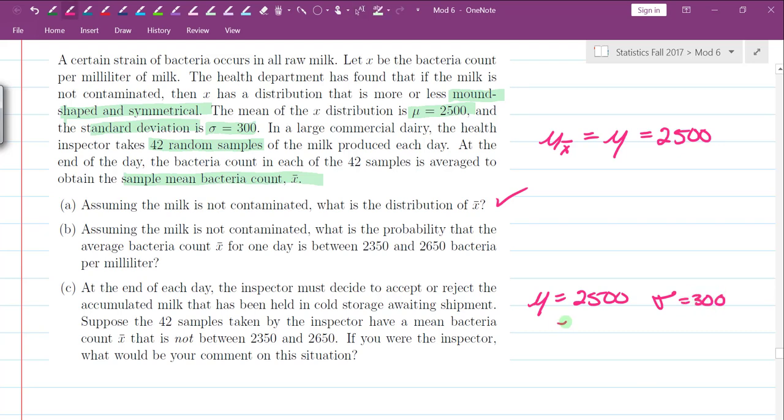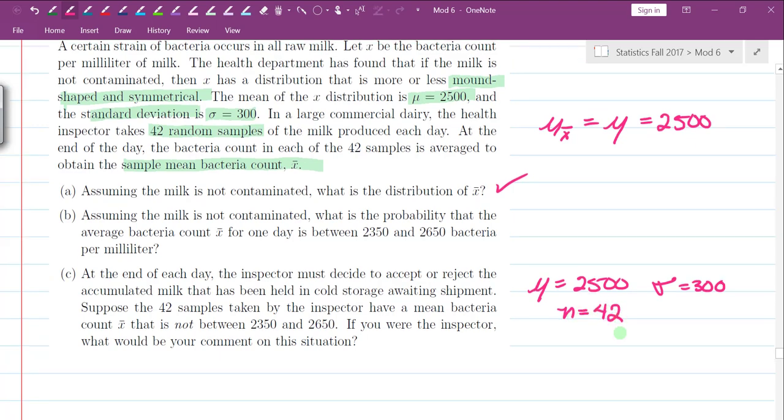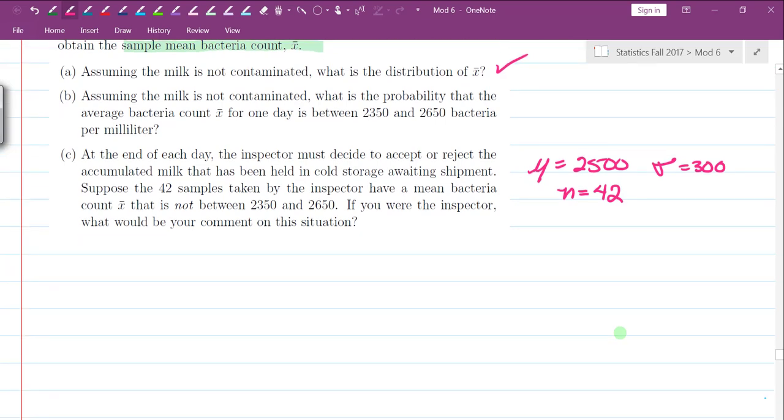Okay, so I'm going to scroll up a little bit because I don't have enough room to work. For part B, it says, what's the probability that our X bar is between 2,350 and 2,650? That's the question. So we need to standardize both of these. I'm going to scroll up a little bit more. Let's go ahead and draw a picture of what we're looking at.